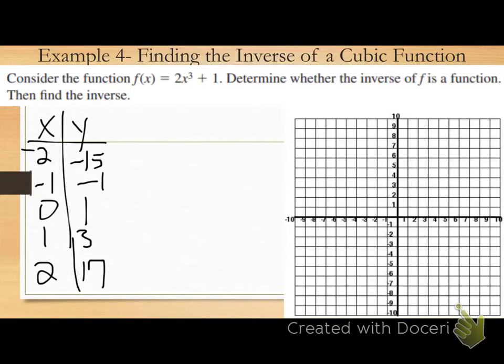Negative 2, 15 will be somewhere down here, so that's off my graph. Negative 1, negative 1, right there. 0, 1. And 1, 3. And then 2, 17, somewhere up there. So now here's the graph of my original function.